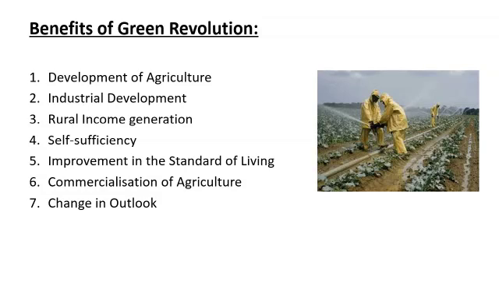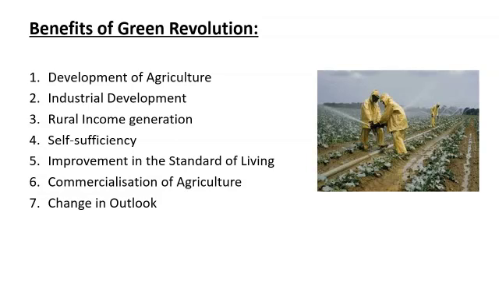Third, rural income generation. Government adopted a price support policy regarding agricultural production. As a result, more income was generated in rural areas. Number 4, self-sufficiency. India has become self-sufficient in food grains. Now India has the capacity to export wheat in place of import.